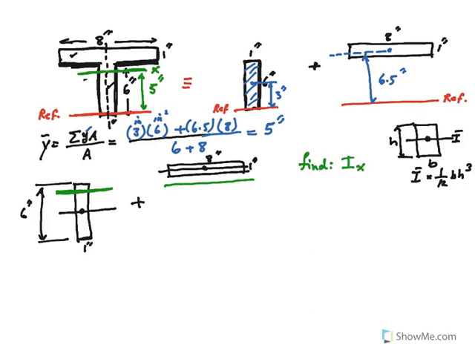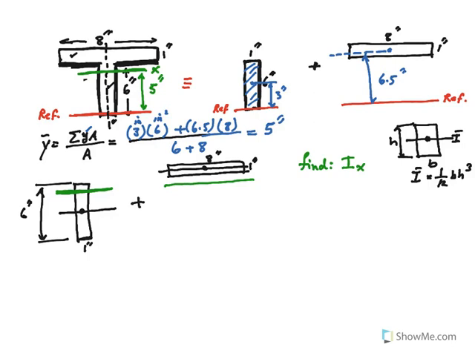So how do I do that? I broke it into a web and a flange. So go ahead and find the moment of inertia of the web with respect to the green axis and the moment of inertia of the flange with respect to the green axis, and then add them up. And that would be the moment of inertia of the T with respect to the green axis.